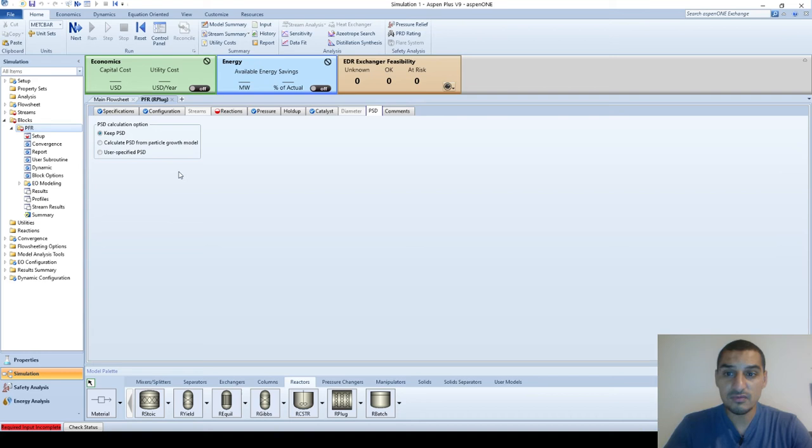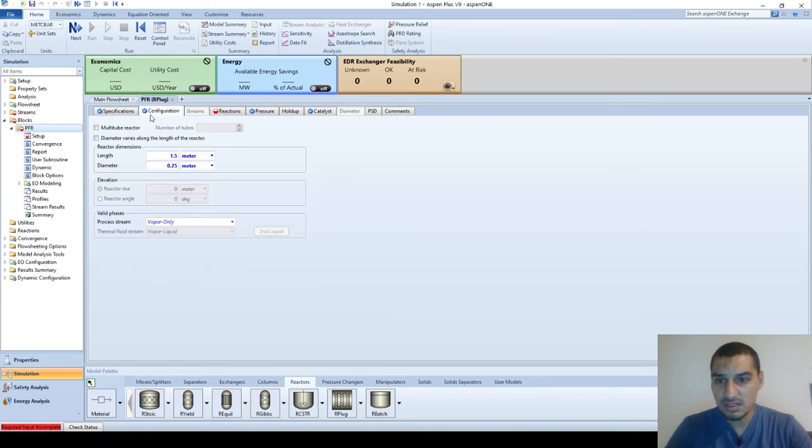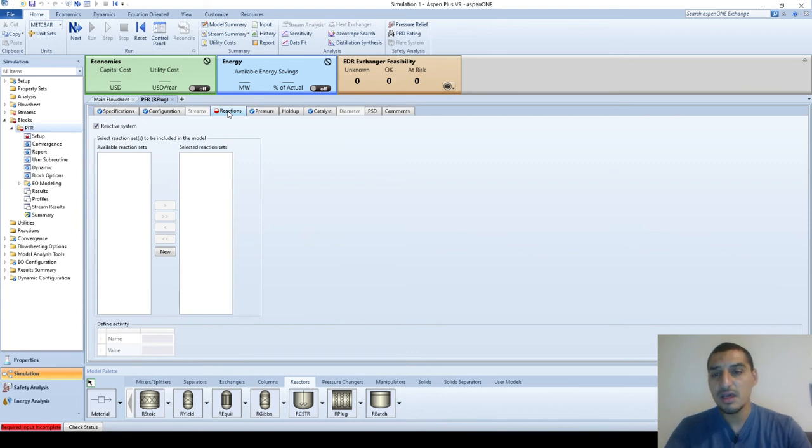If you have the catalyst particle size distribution, you can keep or define it, because it's going to affect the pressure drop. So in case you need it, you can define it. Anyway, these are the tabs that we have. The ones I am interested in are the configuration, the specifications, and the reactions. These are the critical ones that have to be defined. Otherwise, the reactor will not work.